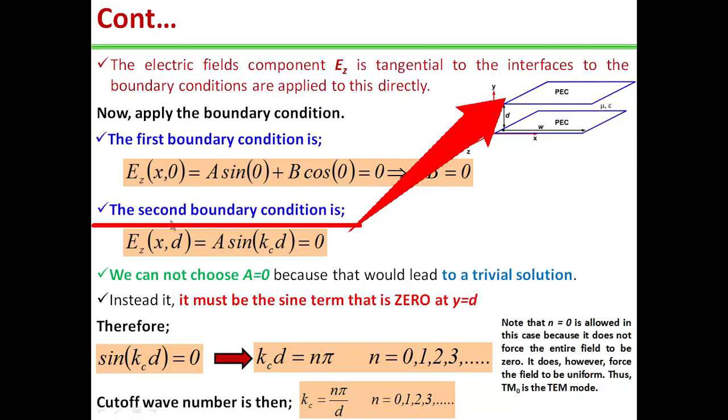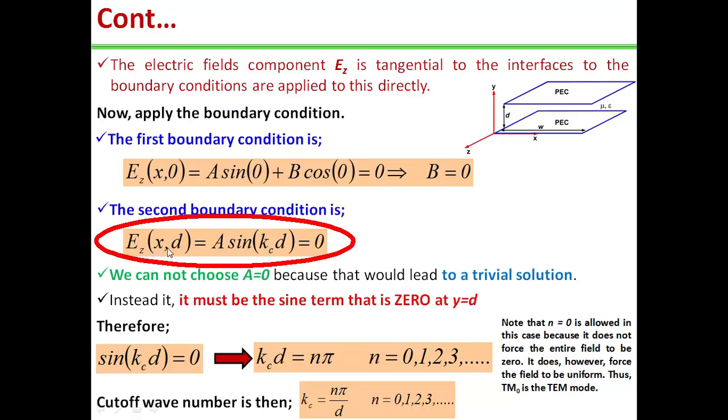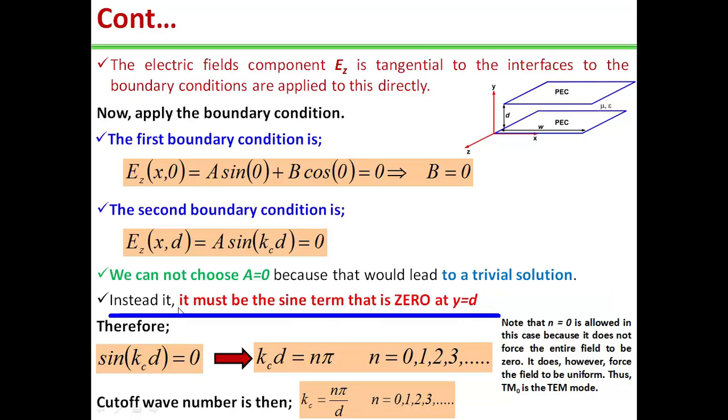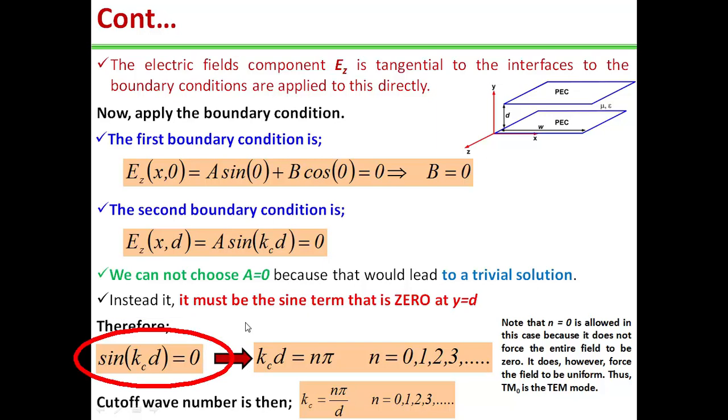Now let us apply the second boundary condition, for the top plate located at y equal to d, where the electric field will also be 0. We can write Ez at y equal to d is A sin Kc d, where the B component is 0 because we already found B equal to 0 in the first boundary condition. In this equation, we cannot choose A equal to 0 because that would lead to a trivial solution. Instead, it must be the sine term that is 0 at y equal to d. Therefore, we can write sin Kc d equal to 0.